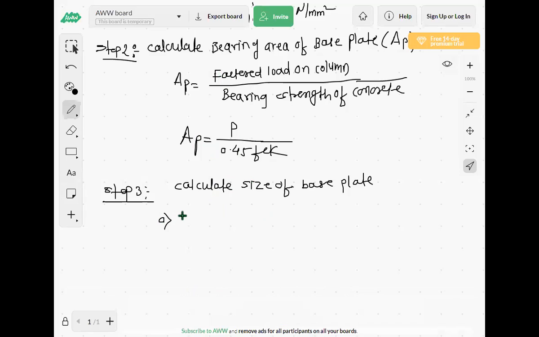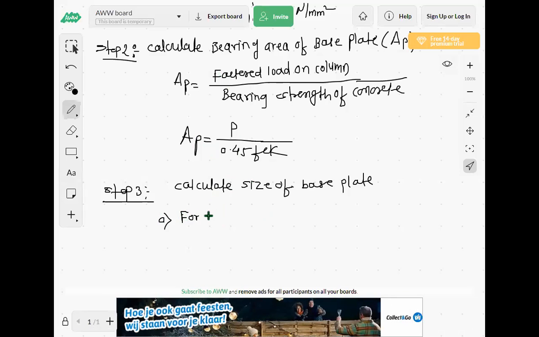First, if we are providing a square plate, then what is the length and width of this plate? If the square plate is there, then Lp is equal to Bp is equal to the square root of Ap. Ap we have calculated here. So square root of Ap is equal to the length of plate or width of plate. A plate has two dimensions, length and width. If we use a square plate, then length of plate is equal to width of plate is equal to square root of Ap. This is so simple.